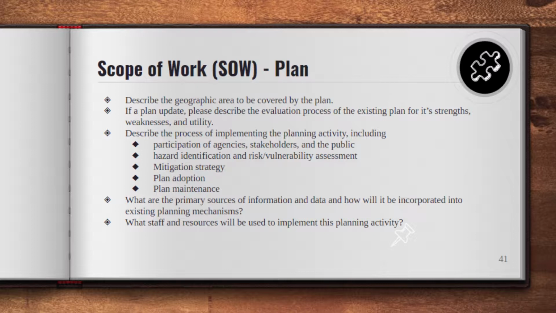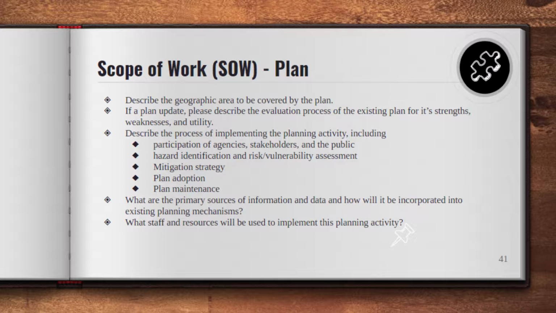So for a plan, they're going to ask you to describe the geographic area. You're going to have to say it's this county, list the cities that are included, or it's multiple counties. What's the geography of your plan? If you're doing an update, and this is only if you're doing an update, not if you're doing a new plan, they want to know the evaluation of your current plan, because you are updating it. They want to know, have you looked at it and said, we should change this, it didn't work very well, we should add this because it's a better way to do it, these strategies weren't very good. So they want an evaluation of your old plan and what changes you're going to be making.